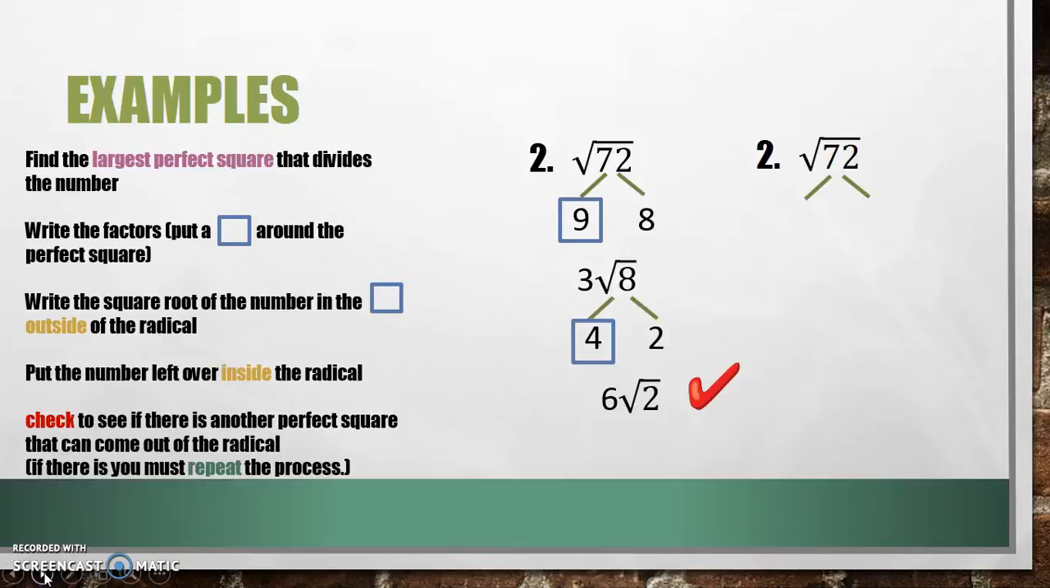This can be done another way. If I had found the largest perfect square that went into 72 to start with, I would have gotten 36 and 2 as my factors, and my square goes around my 36. The square root of 36 is 6, and then I put my 2 on the inside of the square root, and I get the same answer.